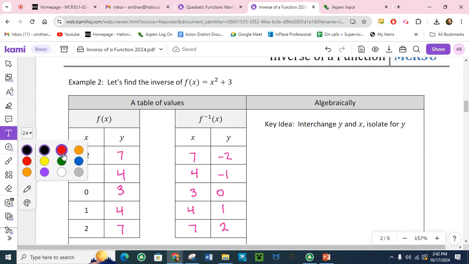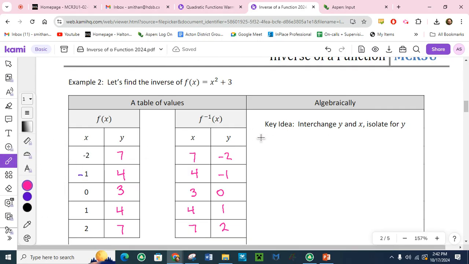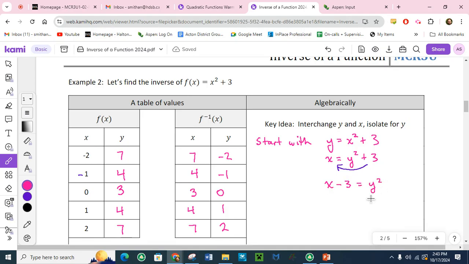Let's start with y equals x squared plus 3. This is true for all of them: start with y equals x squared plus 3. Flip-flop the x and y. x equals y squared plus 3. And then do opposite operations. So let's get the y by itself. Now the first step you guys can do, what's the opposite of adding 3? You guys got this. Move it over, subtract 3. So x minus 3 equals y squared.